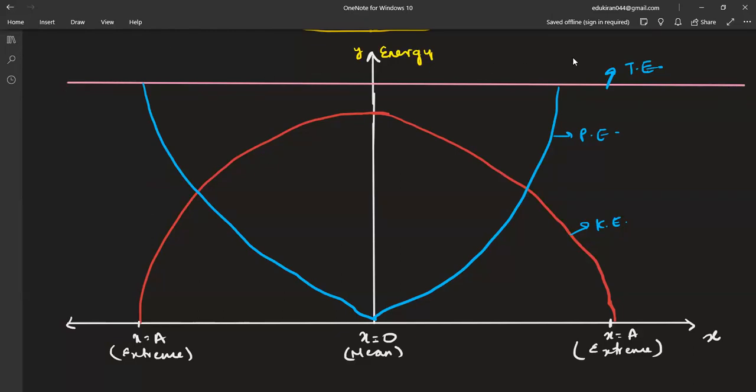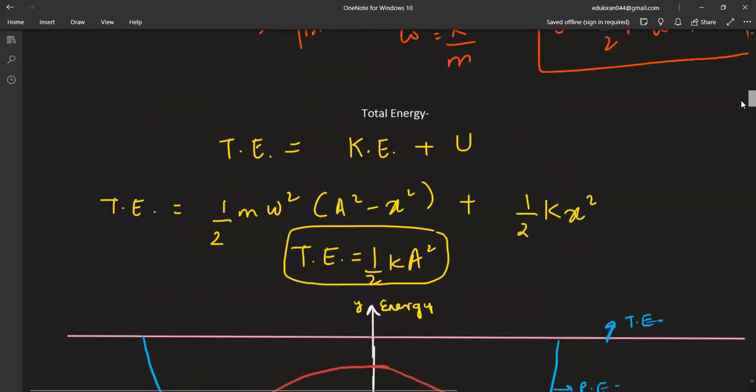So this is not in the axis. Axis is here, the x-axis. This is the y-axis, which has energy. This is the total energy which is present. We'll see a question also before we start with the spring mass system.